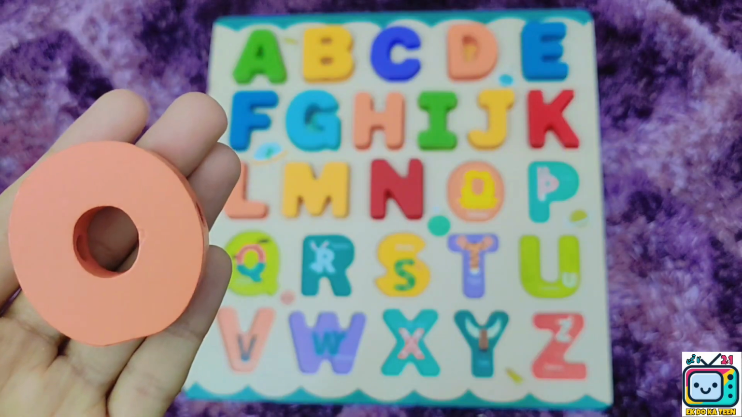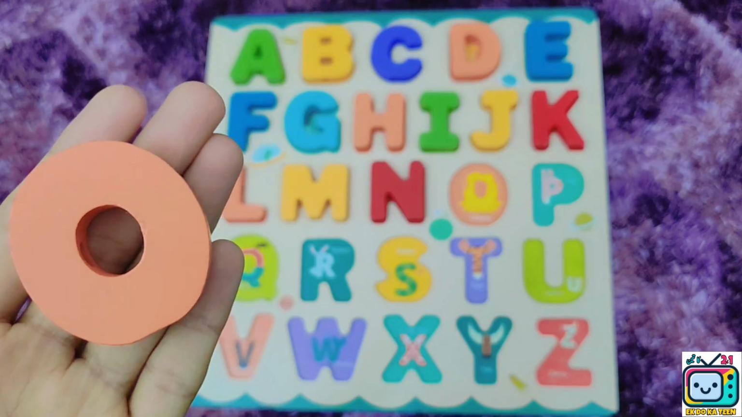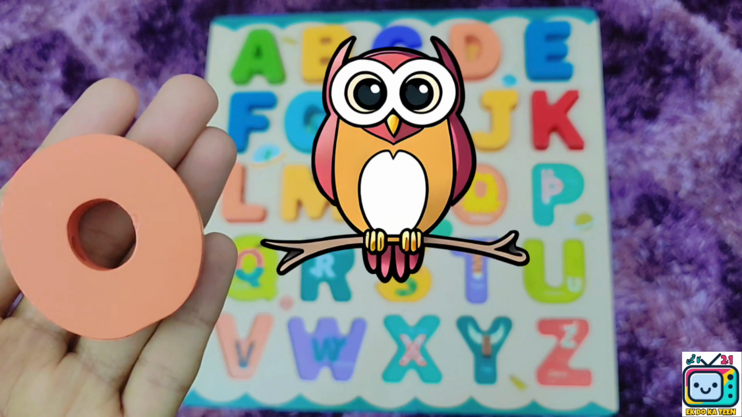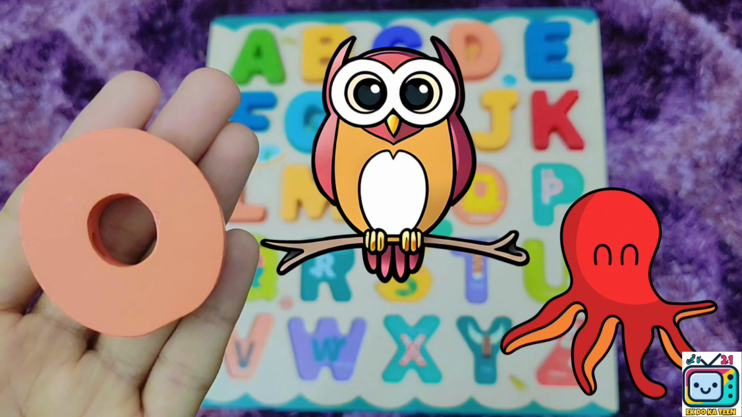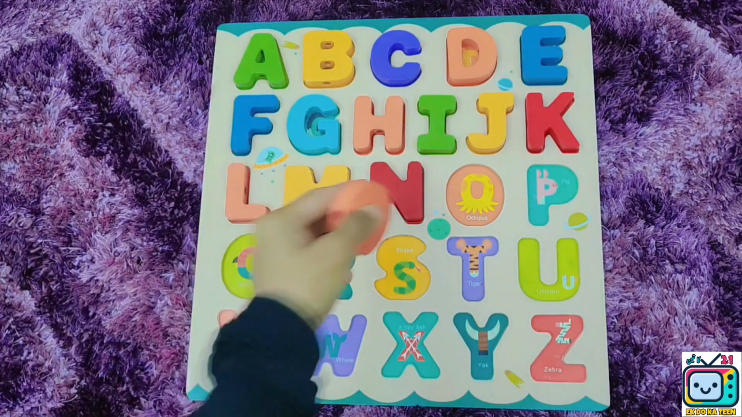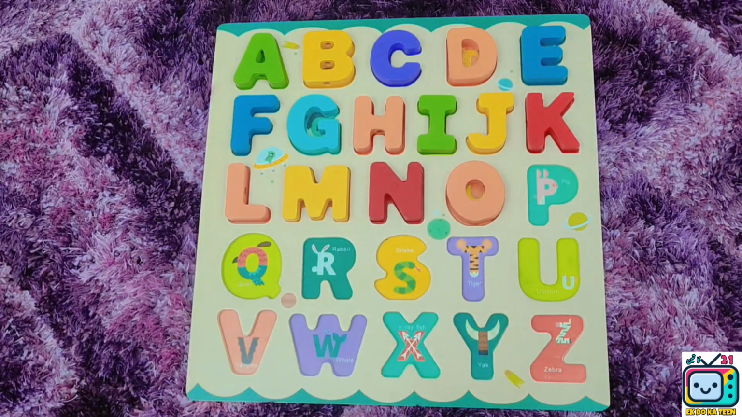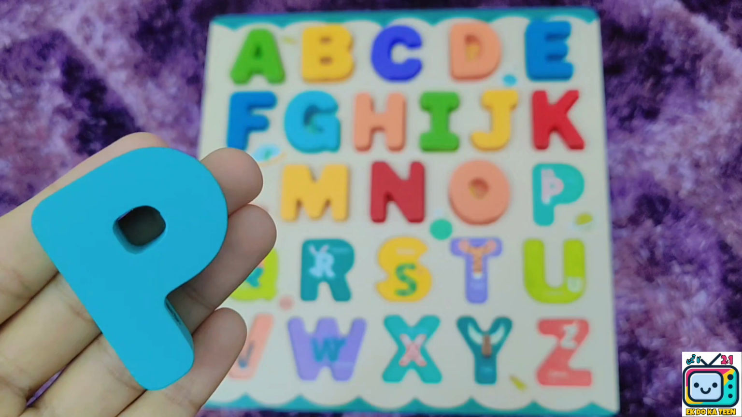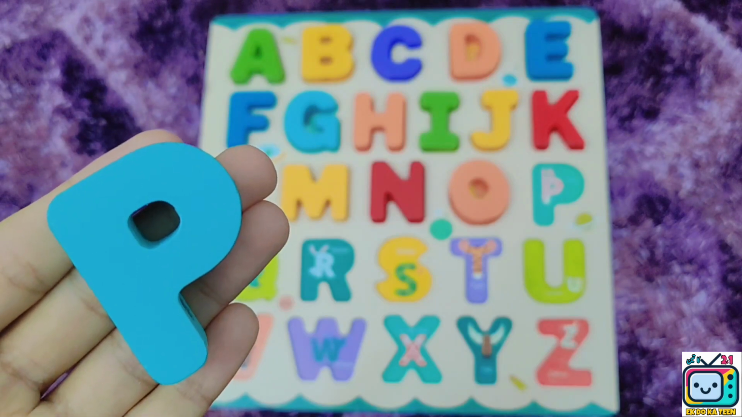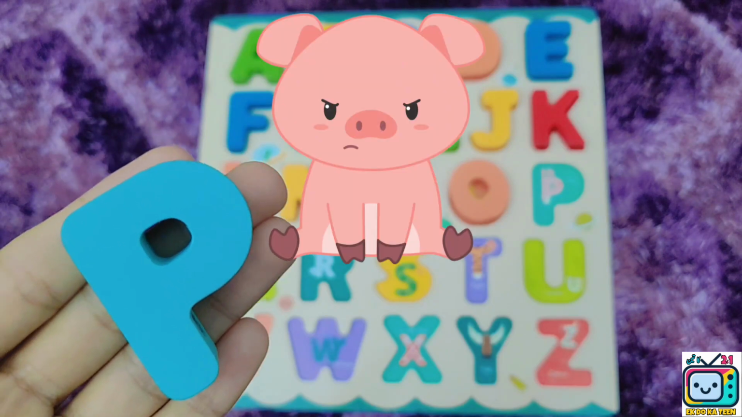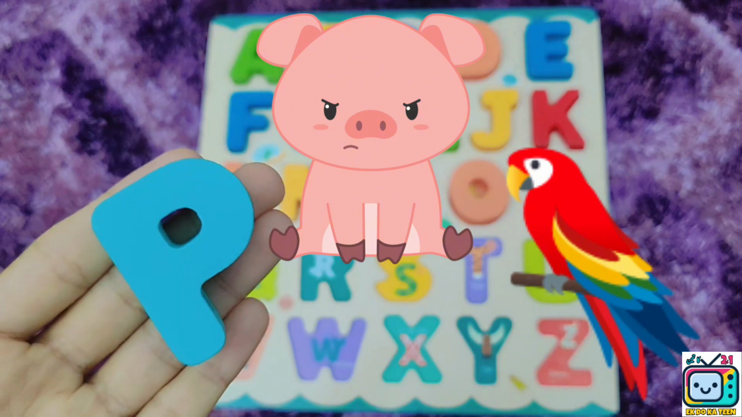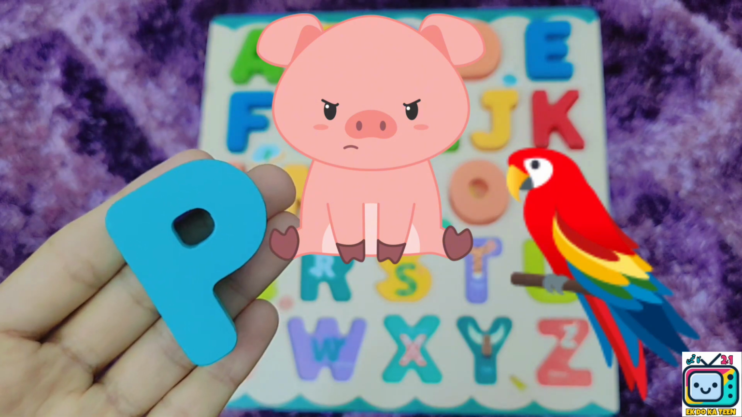This is the letter O. O is for owl and O is for octopus. Let's put it here. This is the letter P. P is for pig and P is for parrot. Let's put it here.